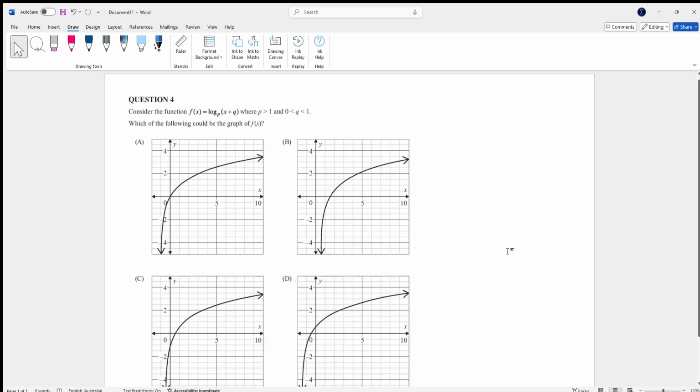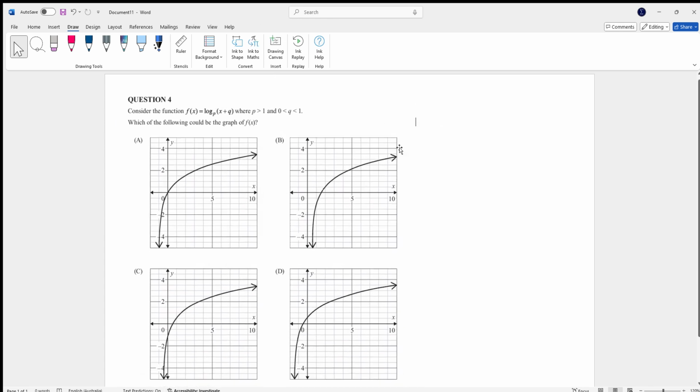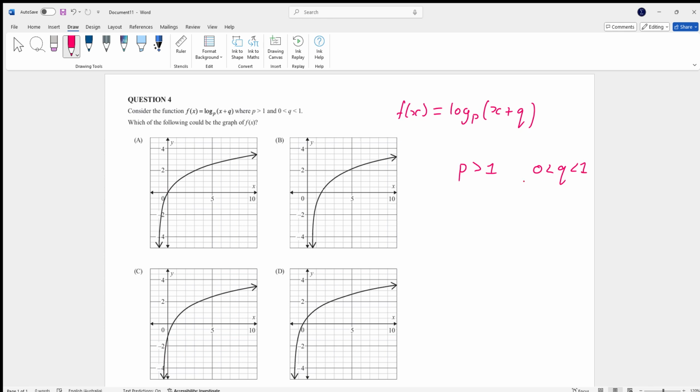Now, this one here is a calculator question, okay? But you don't really need a calculator for this one, I don't think. So here they say, consider the graph f of x equals log base p of x plus q, and here they've said p has to be bigger than 1 and q has to be between 0 and 1.